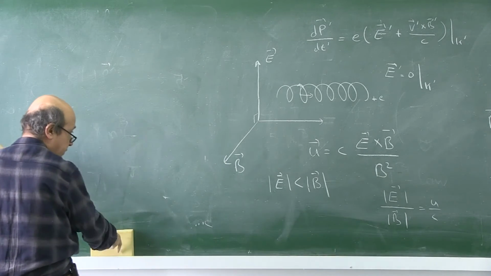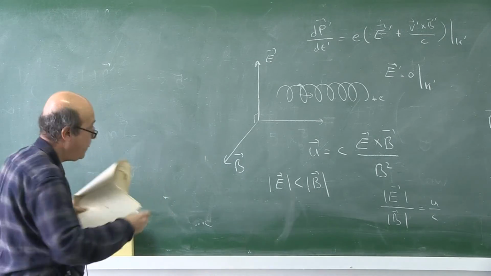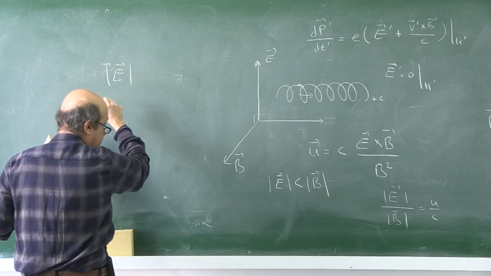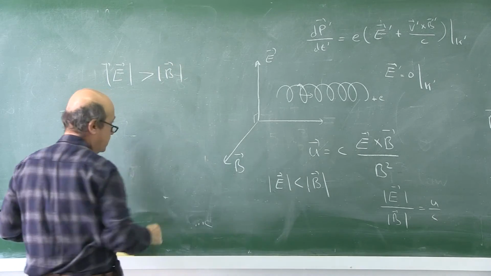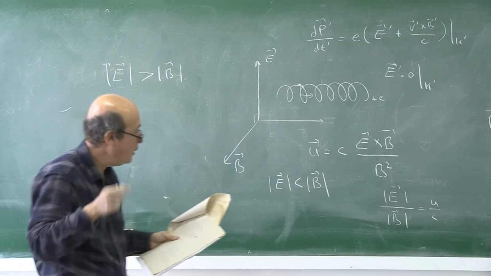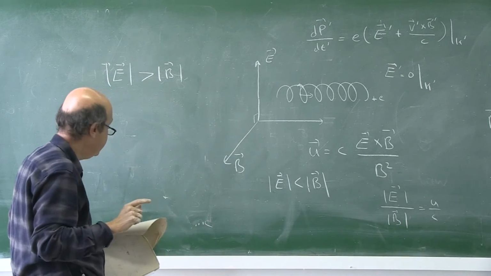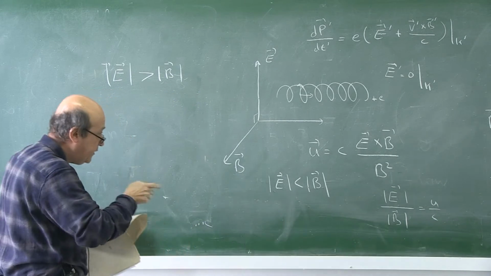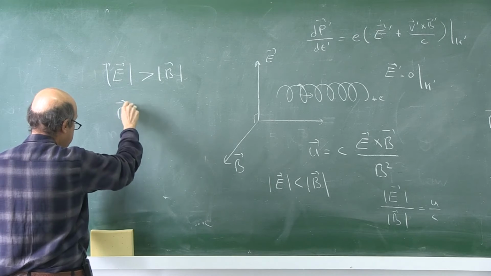So quickly let us investigate what will happen if E is greater than B. I will not do it step by step, but I will just write the result. If you have this case, this is also interesting. What you are going to find is the following. If E is greater than B, and if you use this frame, in that frame you will see that the whole magnetic field is 0.